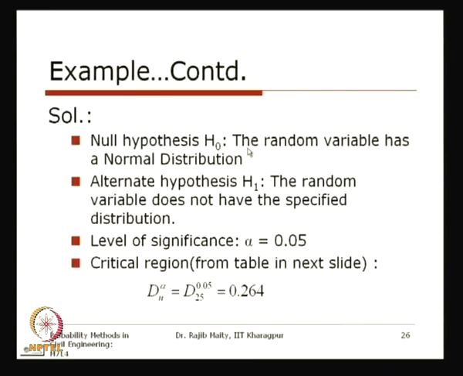Our null hypothesis here is that the random variable has a normal distribution with those parameters. Of course, the alternative hypothesis is that the random variable does not have the specified distribution. The level of significance is 0.05, and the critical region from the table, I will just show, depends on the number of data, which is 25, and the significance level 0.05.